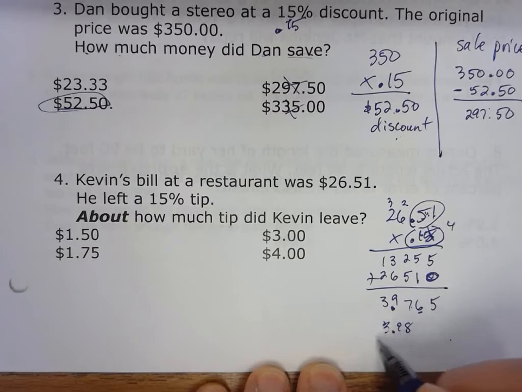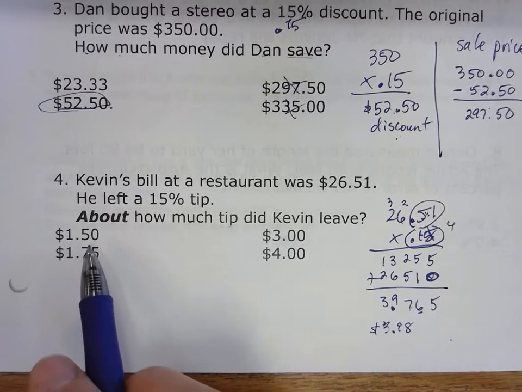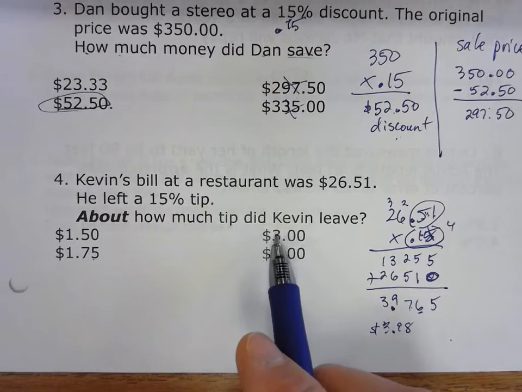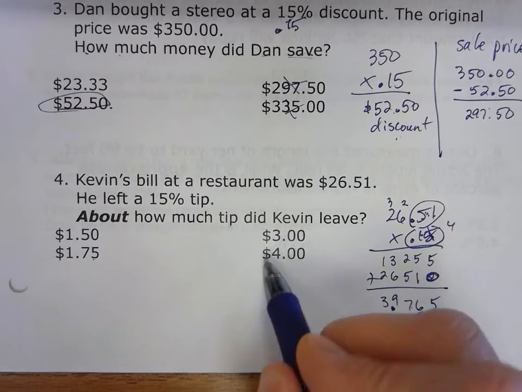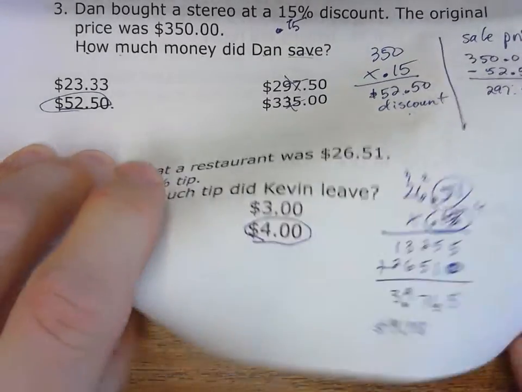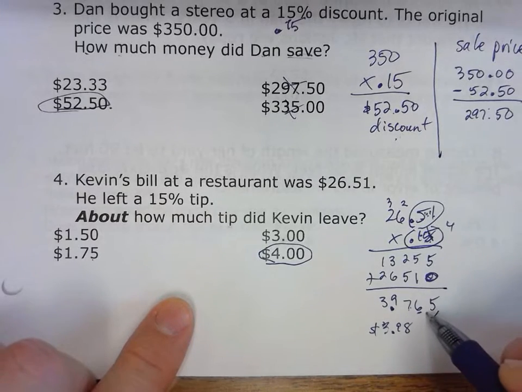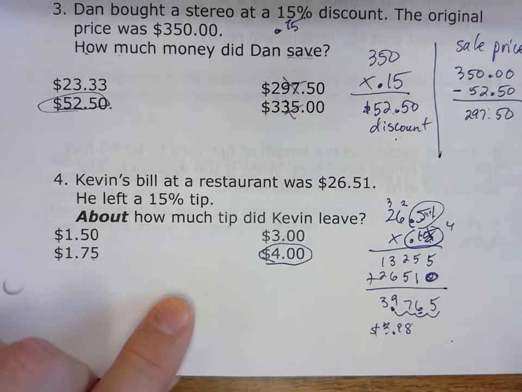Okay? But it says about how much tip did Kevin leave. So not $1.50, not $1.75, not $3. That's actually closest to $4. So he's probably going to leave him a $4 tip or a $4 gratuity. Again, if you're doing it by hand, make sure you move it over 4 decimal places. 1, 2, 3, 4.